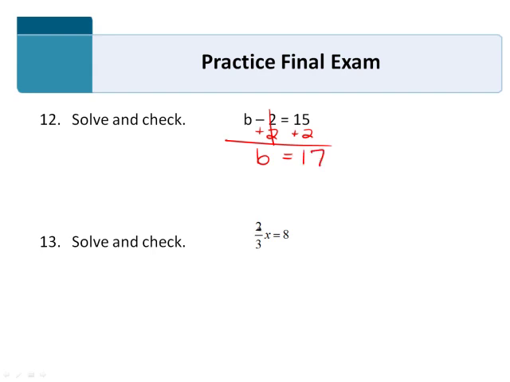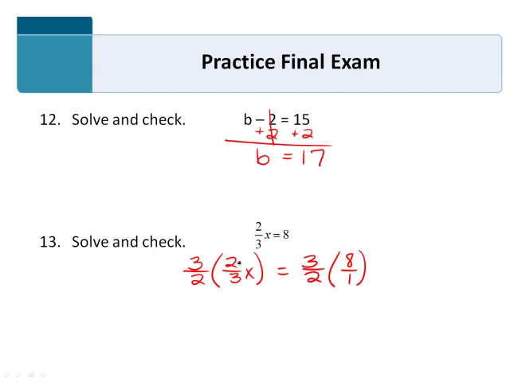Number 13, we have 2/3 x equals 8. So you want to get rid of that 2/3, that fraction. Remember, anytime a fraction's right beside a variable, you always have to use the reciprocal. So we're going to multiply both sides by 3/2 times 2/3 x, and then on the other side 3/2, and we're going to put 8/1.